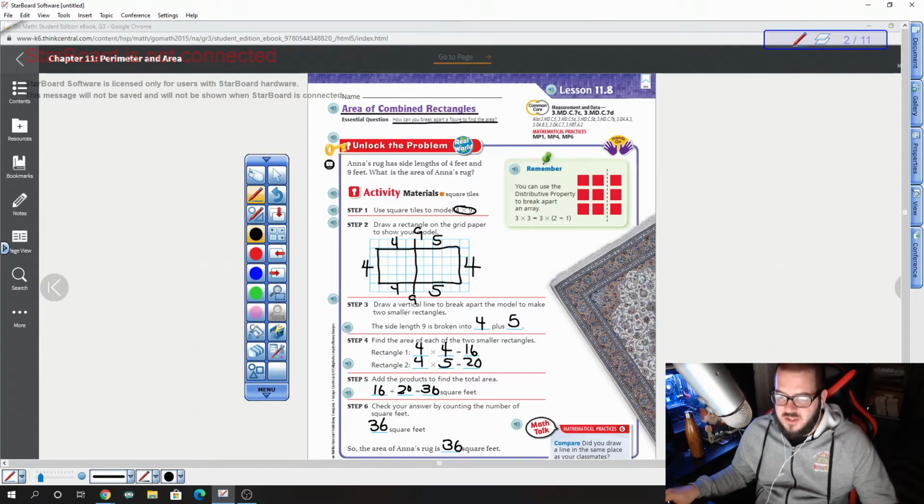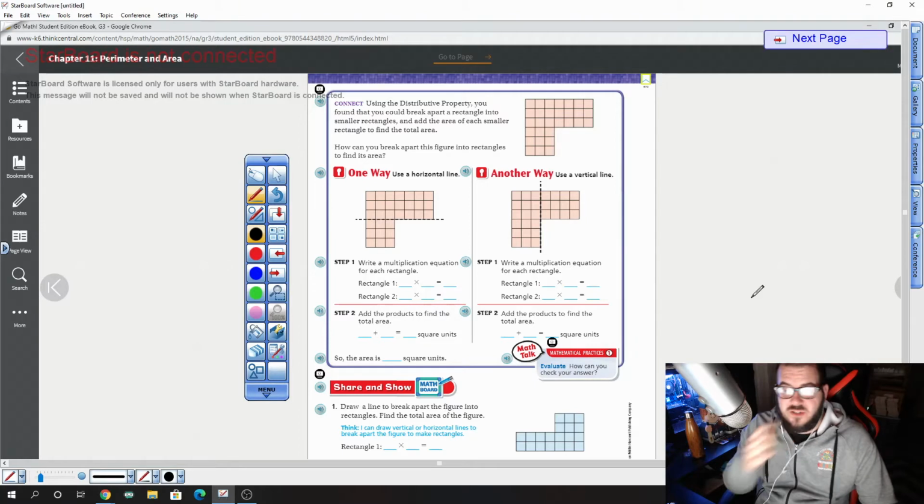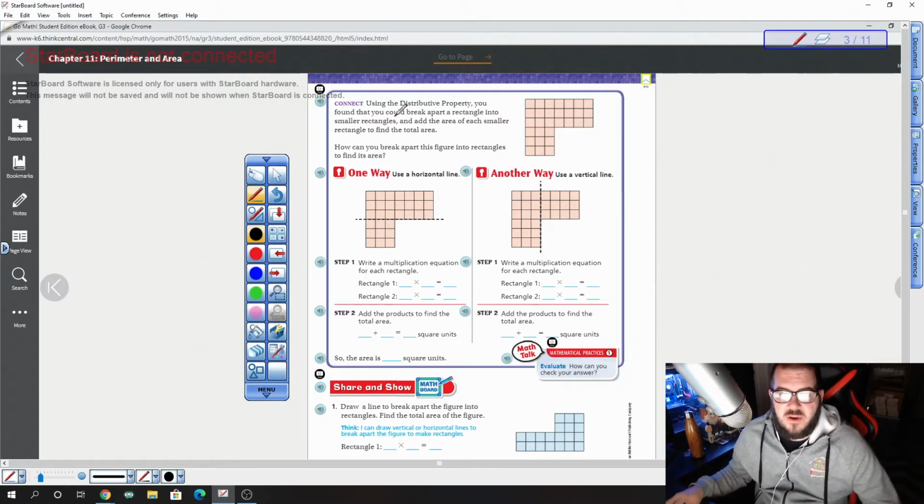Let's move on to page, that was page 669, let's move on to page 670. Using the distributive property, you found that you could break apart a rectangle into smaller rectangles and add the area of each smaller rectangle to find the total area. How can you break apart this figure into rectangles to find its area?